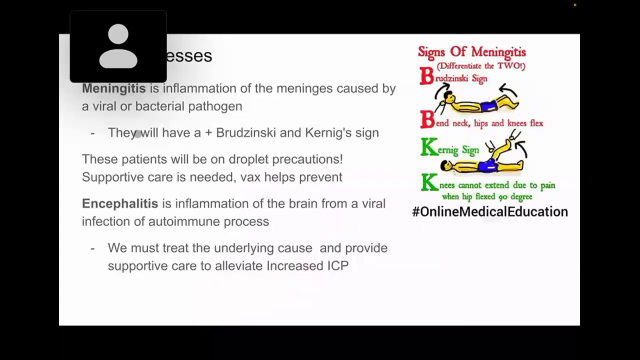All right, meningitis and brain abscesses. So meningitis, really pay lots of attention to the photo on the right. What happens with meningitis is we have inflammation in the meninges caused by a viral or bacterial pathogen. Patient with meningitis will have these signs. If you have a positive Brudzinski or Kernig sign, we know that this patient has meningitis.